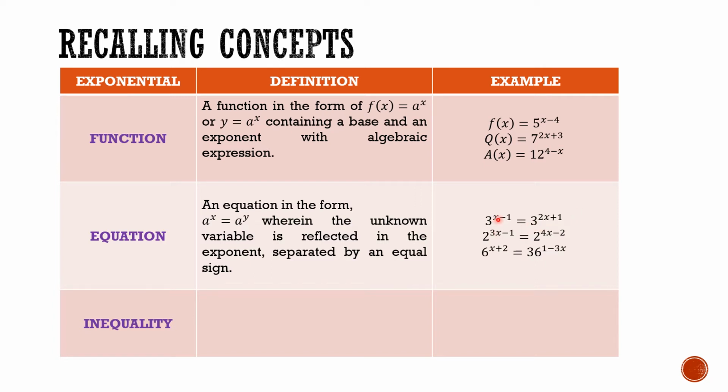So this example contains an exponential expression on both sides, left and right, and then we have the equal sign in the middle. And the exponent of each exponential expression contains a variable that is unknown, and the variable here is x, which we are going to solve. Okay, and same with the following examples.